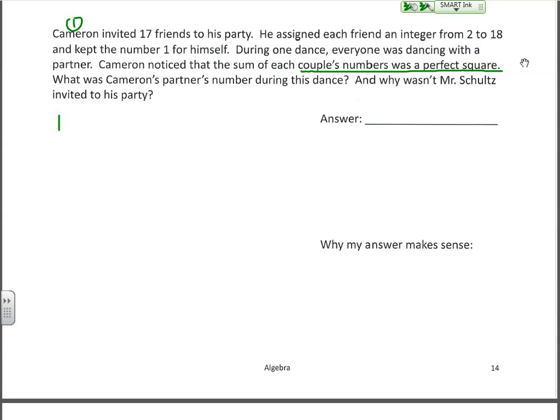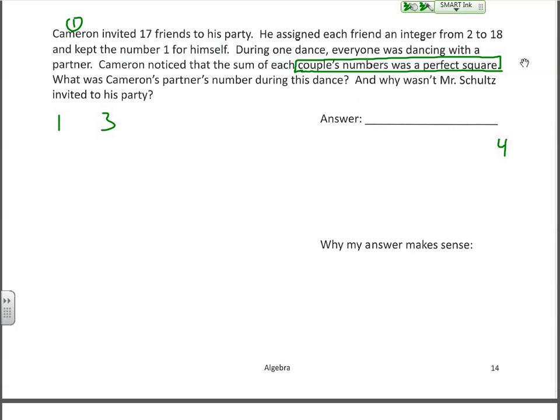So here's Cameron, number 1. If during this particular dance, the sum of the couple's numbers is a perfect square, it means that if Cameron's dancing with person number 3, 1 plus 3 equals 4.